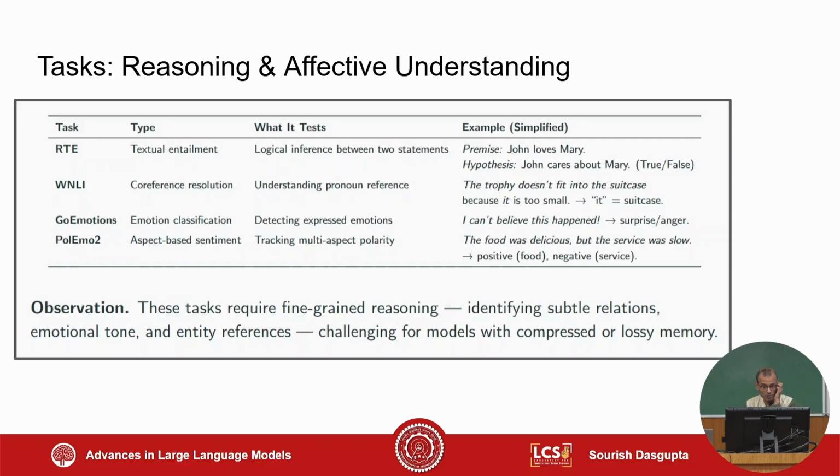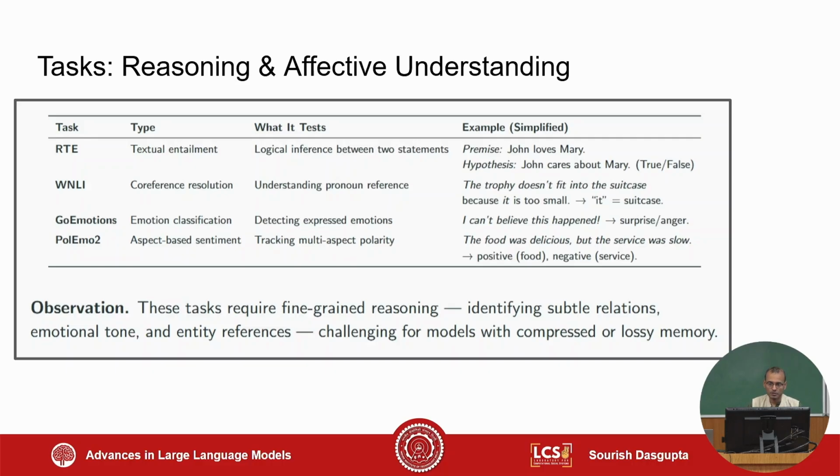The third task was the GoEmotions task, which is basically emotion classification. And the fourth was PALM-EMO 2, which is aspect-based sentiment analysis, which means a sentence where there are multiple aspects, not just one singular aspect, let's say negative or positive. So it tries to check to what extent the model can actually detect multiple aspects that are present within a particular sentence. Like, the food was delicious, but the service was slow. So it has two different aspects, a positive aspect and a negative aspect, right?